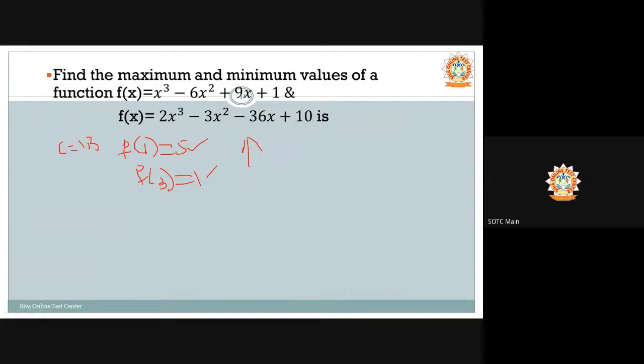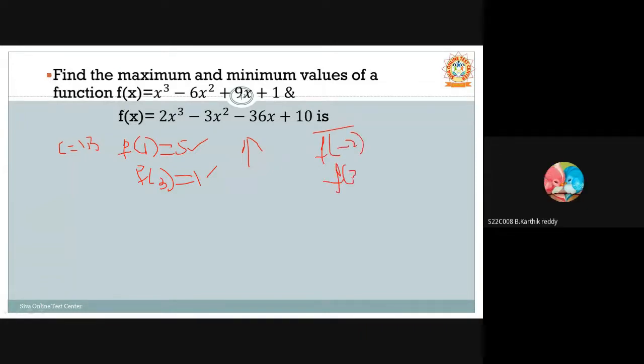Tell me what are the critical points that you are getting. What are the critical points you are getting? 3 comma 2, sir. 3 comma minus 2 is the correct answer. So substitute in the f of x. So tell me what f of minus 2 is coming and what f of 3 is coming.